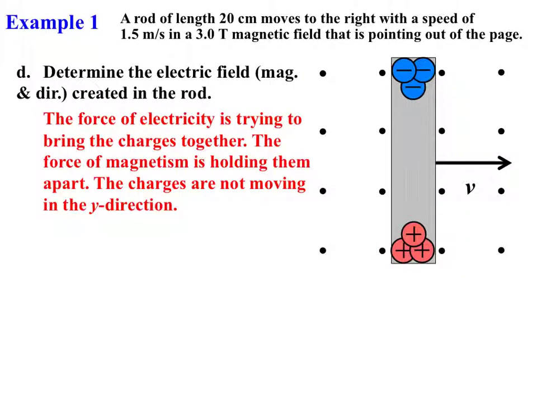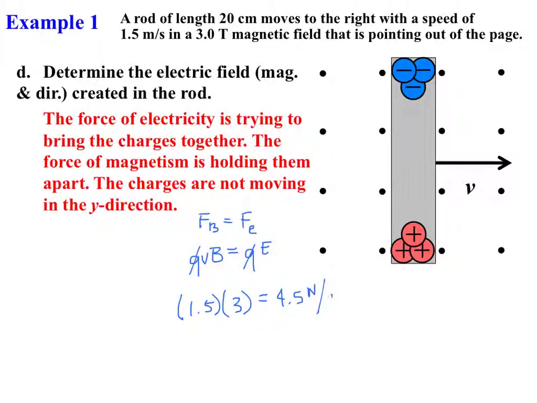This part asks us to determine the magnitude of the electric field. Well, if these forces are not accelerating, that means the force of my magnetic field must be equal to the force of the electric field. So, that means QVB must be equal to Q times E. Again, Q's cancel out. We know the strength of the magnetic field, and we know the velocity. So then the strength of our electric field must be equal to 4.5 Newton per Coulomb.